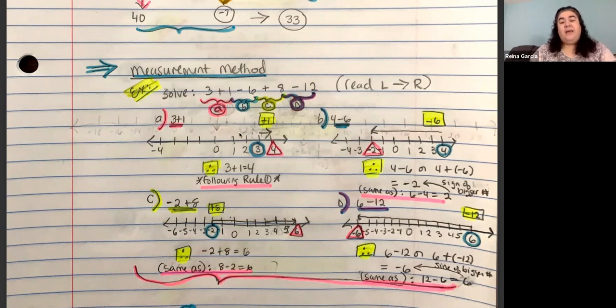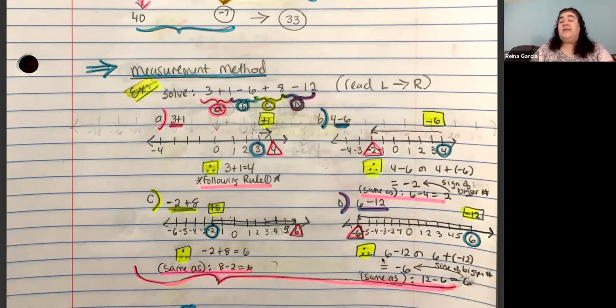Finally, now that we're at positive 6, we're ready to move on to the last portion of this expression, which is minus 12. We're at a positive 6, minus 12. So sure enough, part D is 6 minus 12. We're starting at a positive 6, and we're going to move in the negative direction, 12 units: 1, 2, 3, 4, 5, 6, 7, 8, 9, 10, 11, and 12, and we land at a negative 6.